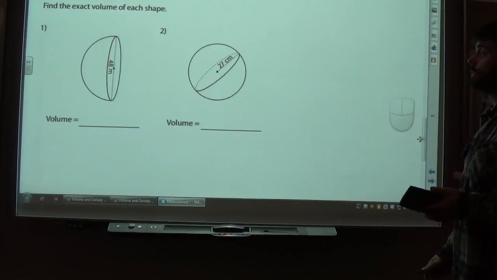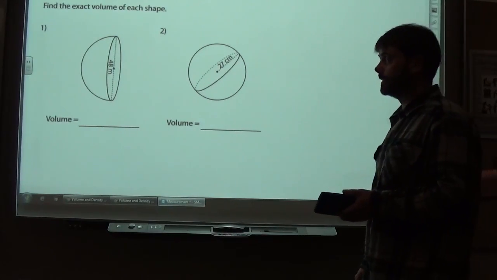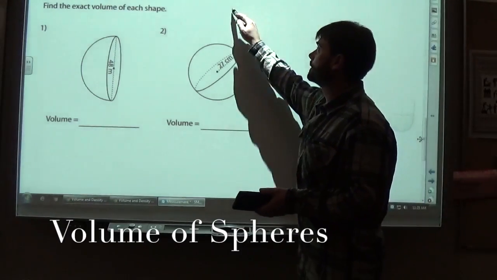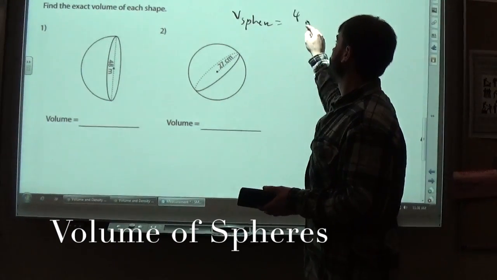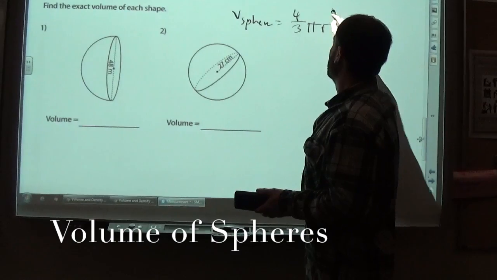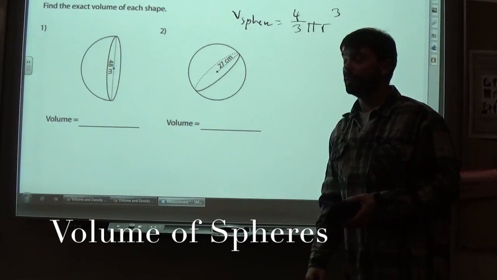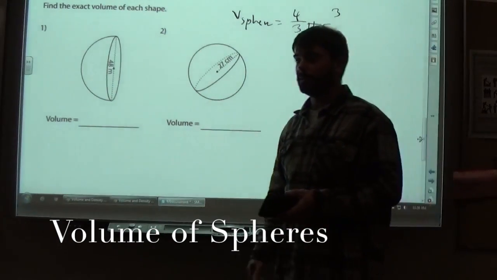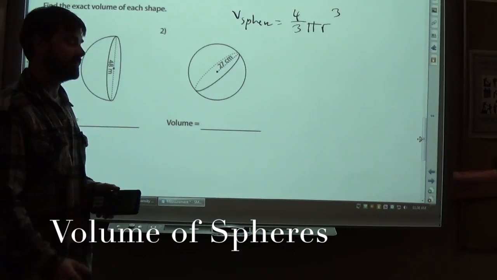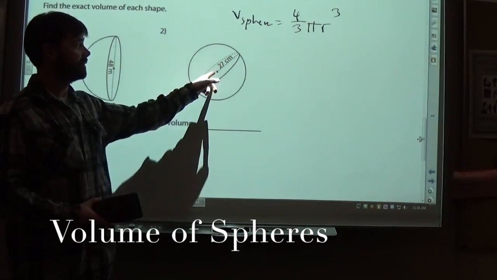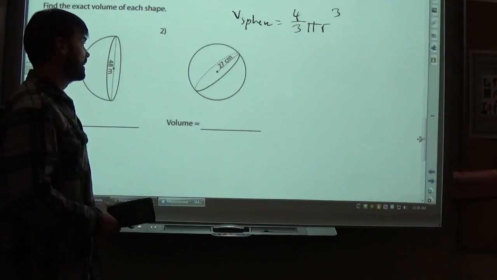Next one's talking about spheres and hemispheres. So the volume for a sphere is equal to 4/3 pi r cubed. There's not a whole lot to it. For a sphere, there's really only one measurement because everything is perfectly symmetrical about the center of the sphere. So it's just the radius from the center of the sphere out to any part of the outer edge.